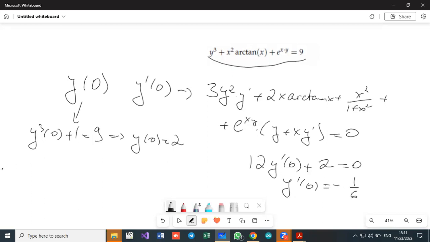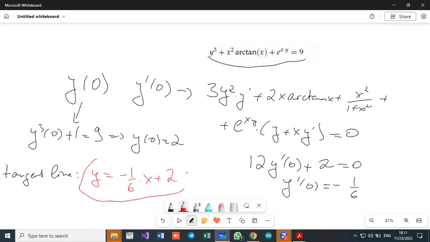And finally, the equation of the tangent line is y equals minus 1 over 6 times x plus 2. Seems we are done.